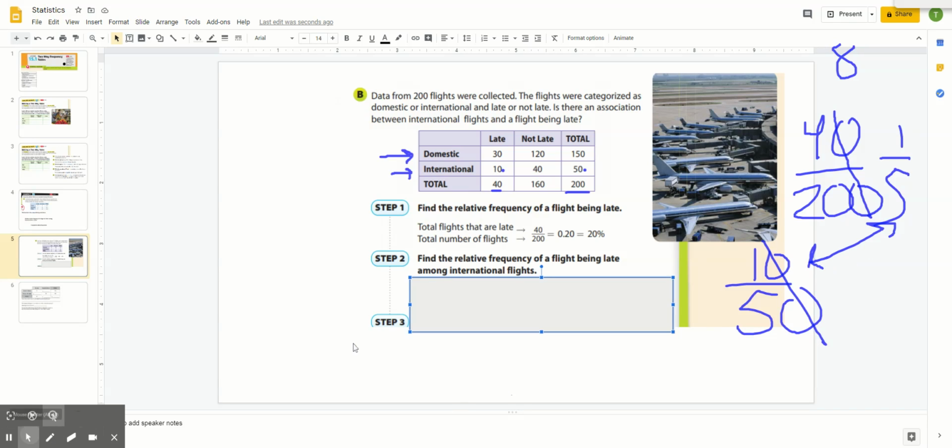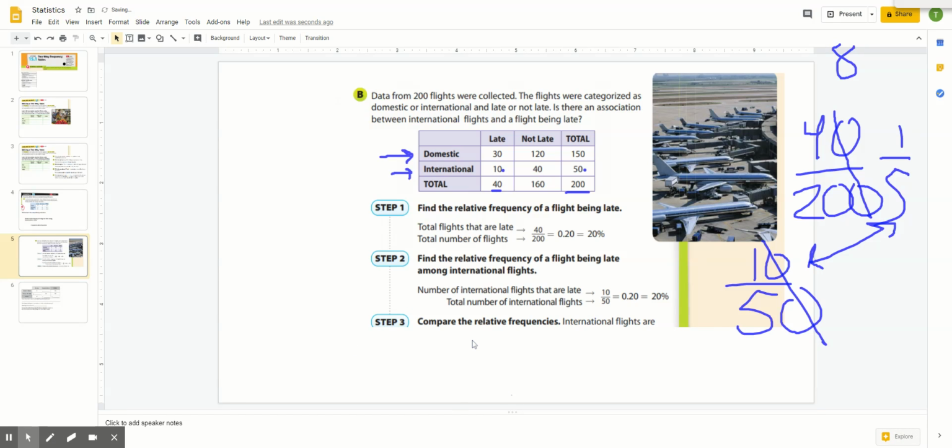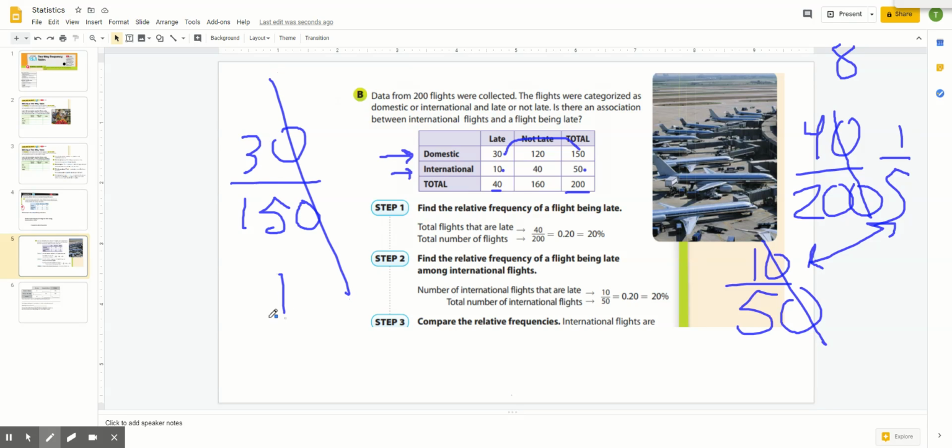All right, so that third question there is compare the two. Since they're the same, it doesn't matter, right, if it's a domestic or international flight. And you could have done it the opposite way as well, right? You could have done domestic and you would have found that 30 out of 150, what is the late rate there? Again, divide, 3/5. 1/5 is the same rate that you're going across. So there is no association. It's being late across the board.